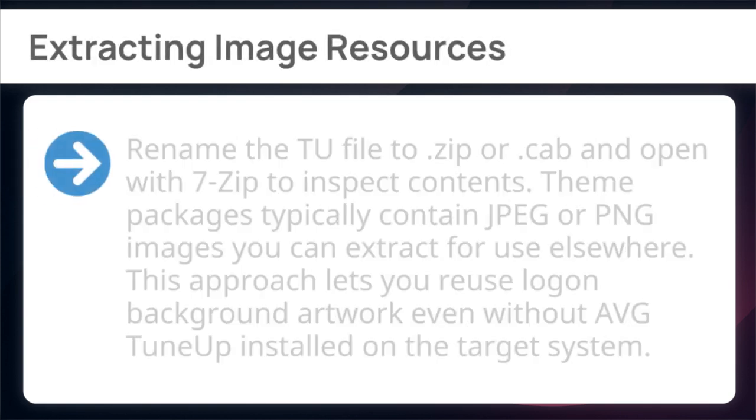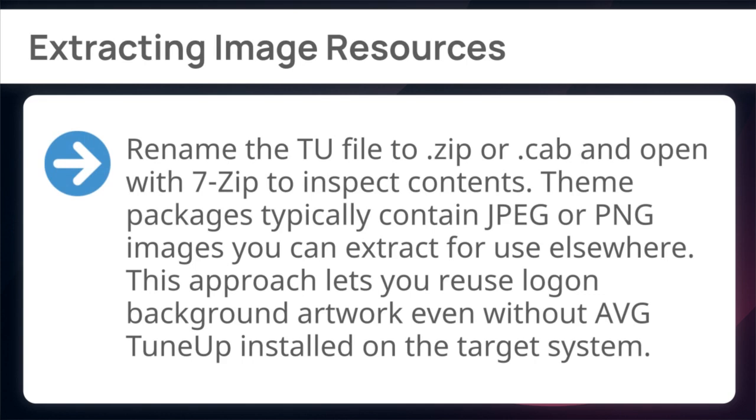Next, extracting image resources. Rename the TU file to .zip or .cab and open with 7-zip to inspect contents. Theme packages typically contain JPEG or PNG images you can extract for use elsewhere. This approach lets you reuse Logon background artwork even without AVG TuneUp installed on the target system.